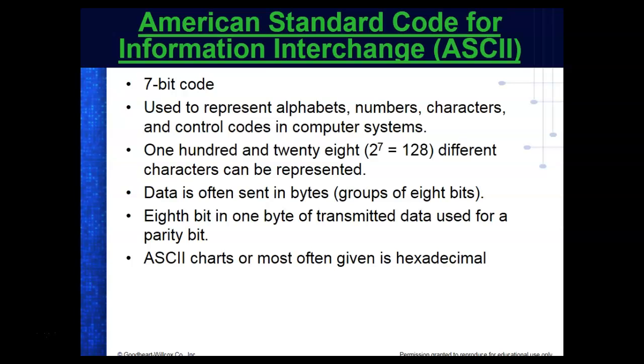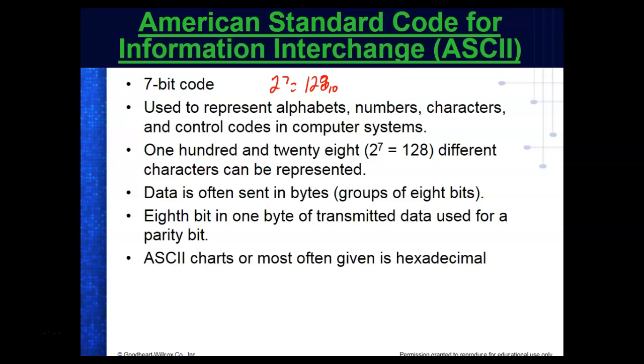That means we can represent 2 to the 7th combinations. That's going to give us 127 different characters that we could originally represent with the ASCII code. Well, it's actually 128, because 0 is a code too, sorry. 128 different characters can be represented.